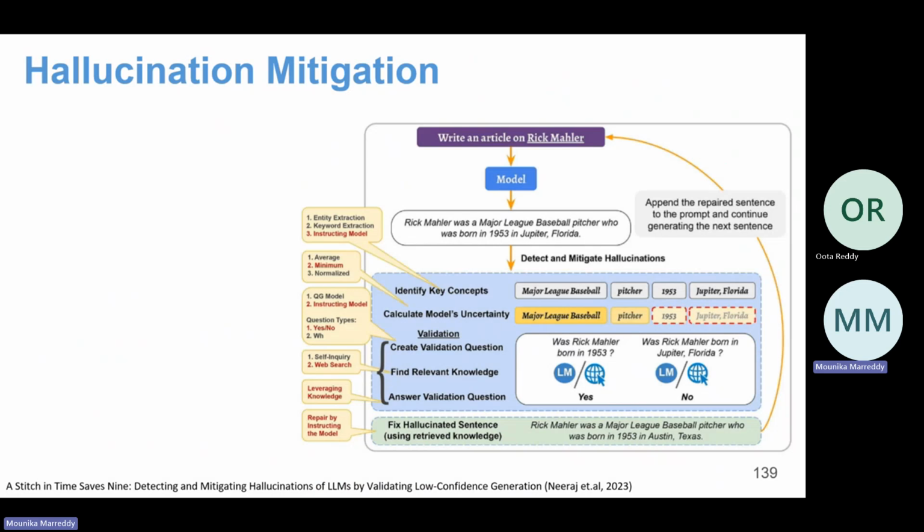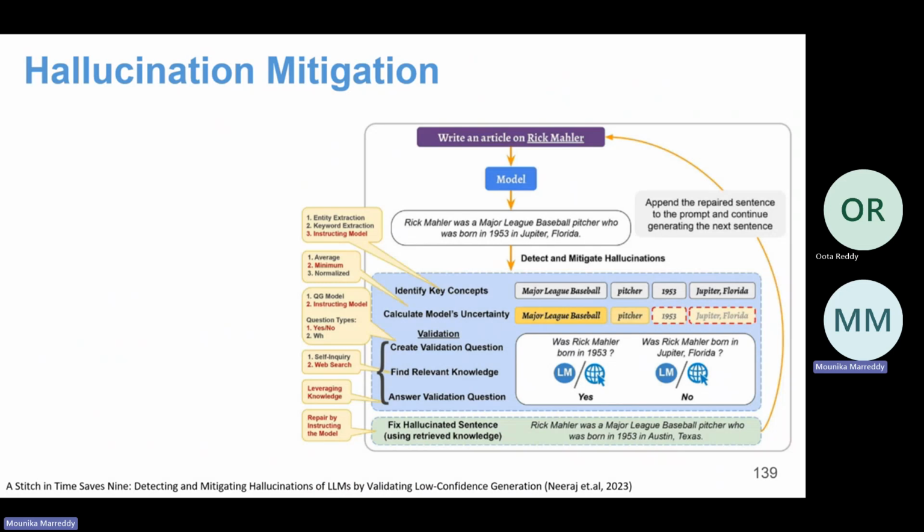Given an input, here the input is "write an article on Rick Mahler", the model will generate some text. Given any input, we iteratively generate the sentences from the model and actively detect and mitigate hallucinations. In the detection stage, we first identify important concepts. Here the important concepts are Major League Baseball, picture, 1953, Jupiter, Florida.